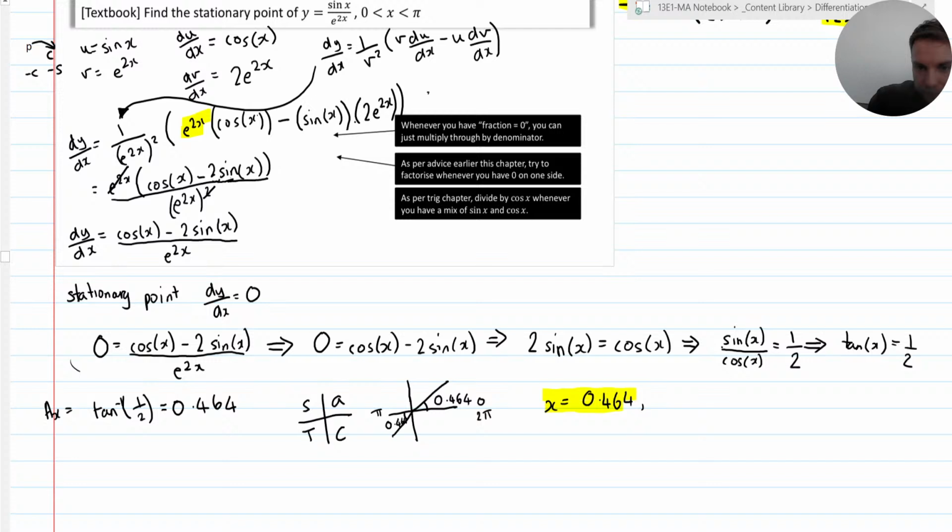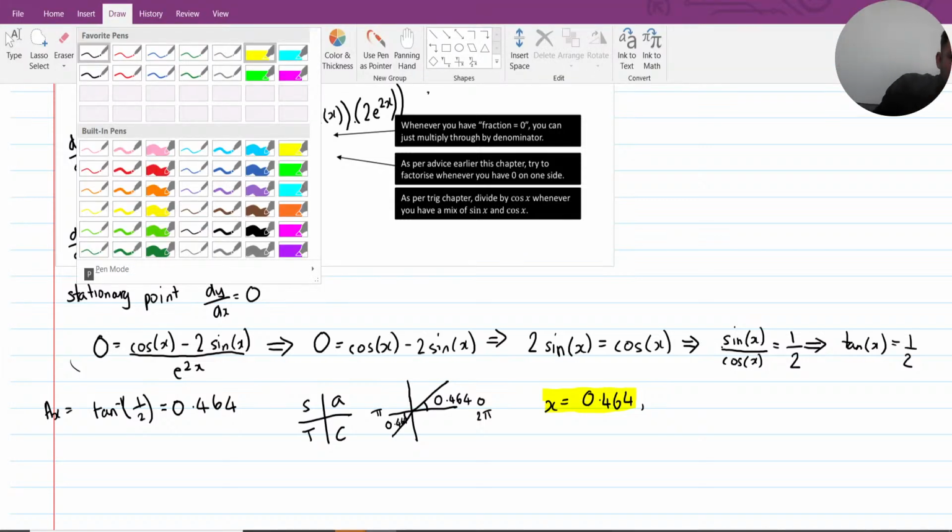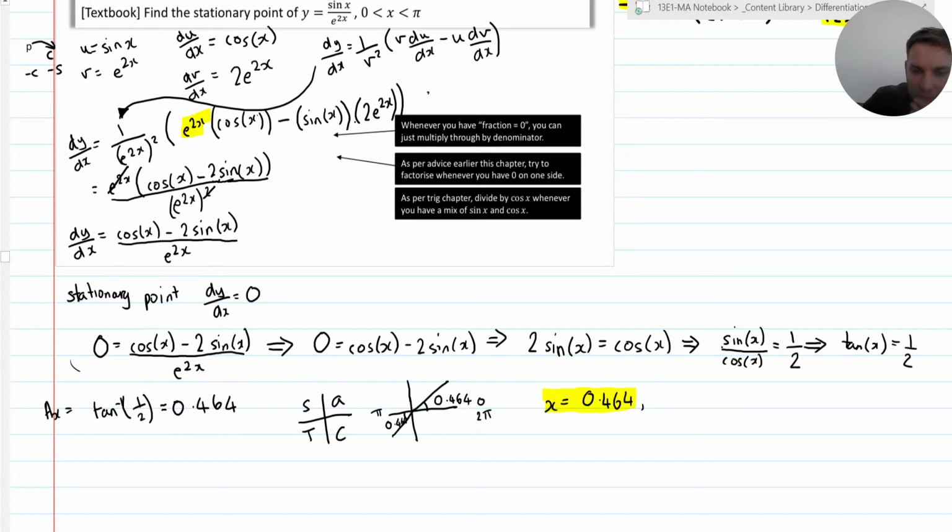Because we want the stationary point, we have to sub that back in as well. Woof. So we've got our x value. The last thing we need to do is to sub it in to find our y value. So y is equal to, well, we know our x is equal to 0.464. So it's going to be sine of 0.464 all over e to the 2 times by 0.464.